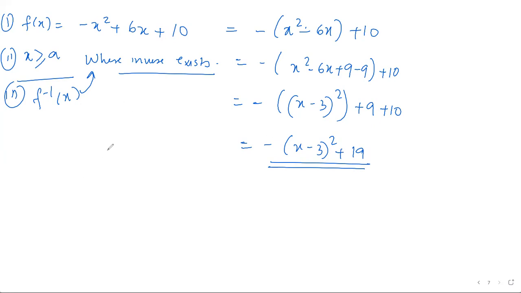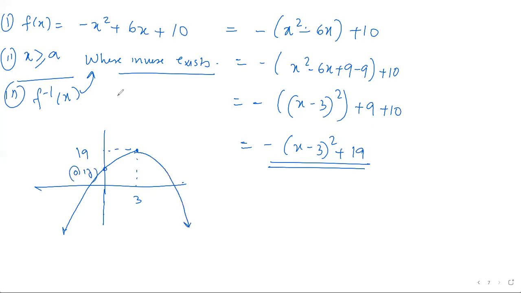Now, what does it mean? If you look at this, the vertex of this graph is at (3, 19). And the graph is going to cut the y-axis at 10; the y-intercept is (0, 10). I am getting that by plugging x as 0 here. And it's a sad face graph, since the coefficient of x squared is negative. Now you notice here that your graph actually does not have an inverse because it fails the horizontal line test.